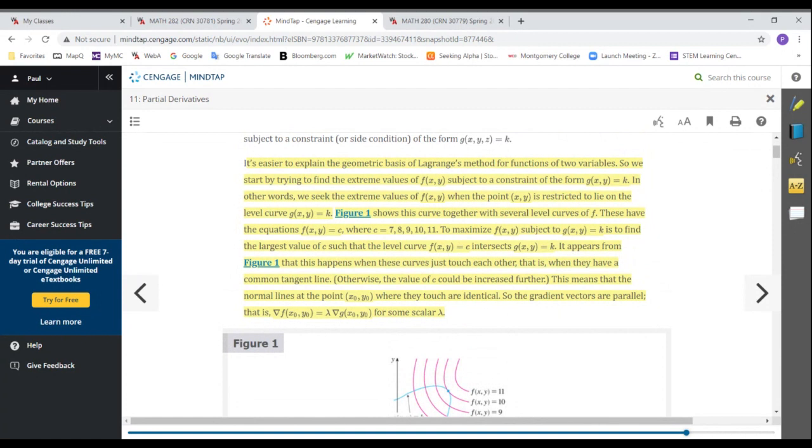To maximize the function subject to that constraint, g of x, y equals k, is to find the largest value of c such that the level curve f of x, y equals c intersects the constraint equation g of x, y equals k. So think of it like this.